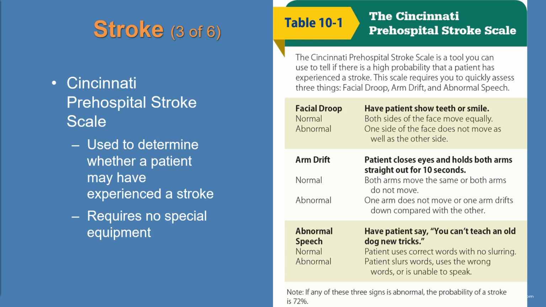And so we have a scale that we can use on scene and in the ambulance to assess this. And this is called the Cincinnati Pre-Hospital Stroke Scale. And this is an easy to administer and pretty accurate tool that you can use to determine whether a patient may be experiencing a major stroke. And this requires no equipment and only has 3 steps.